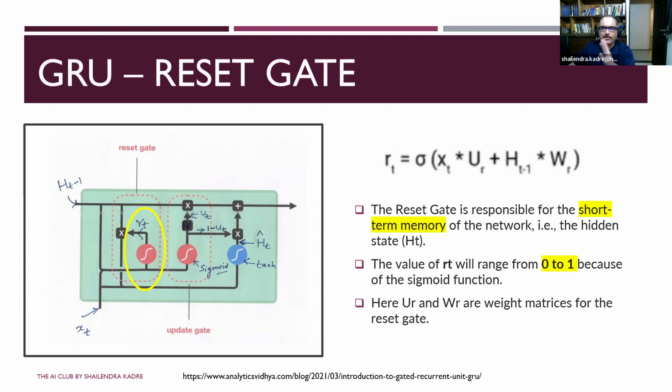So the value of RT will be between 0 and 1. It is a fraction between 0 and 1 because we have applied sigmoid. So this is your reset gate.